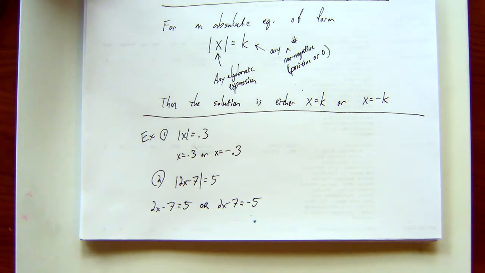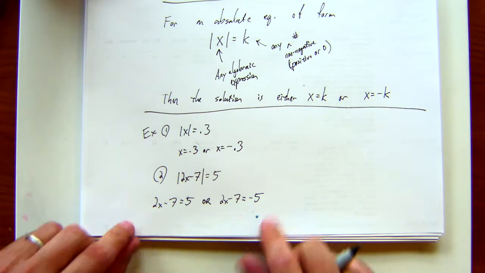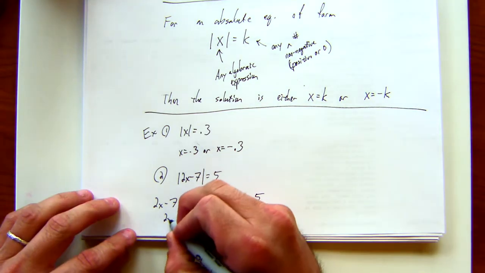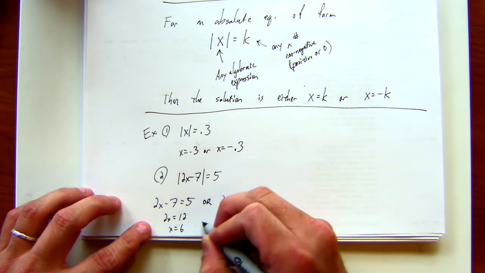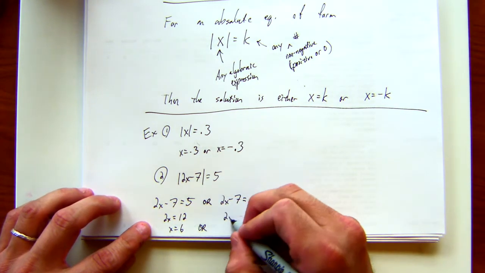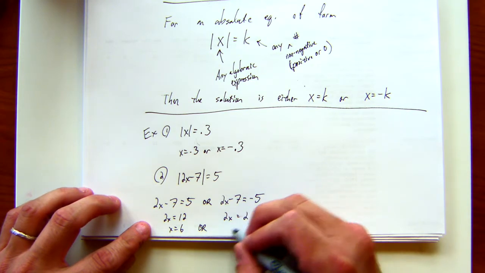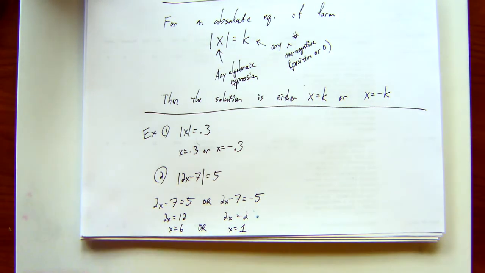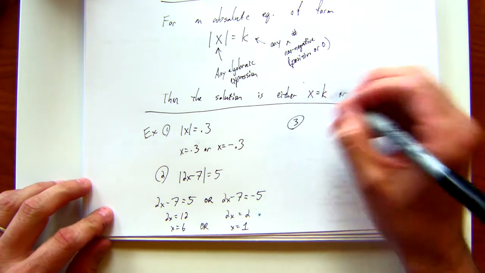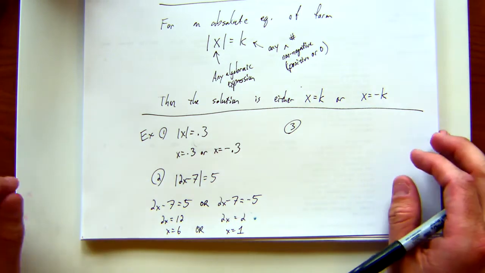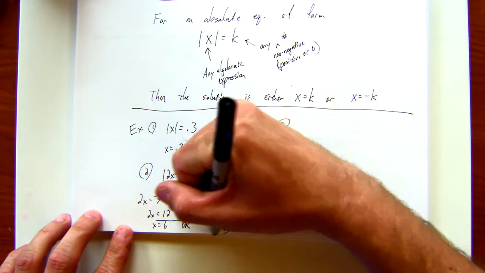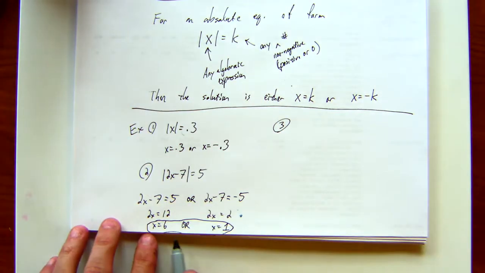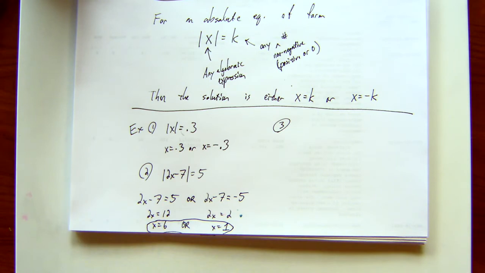Everybody see what I did? Now you can just solve each one of these equations. So this is 2x, you're adding 7 is 12, x is 6, or 2x is, this is going to be 2, x is 1. This is fine for me. You write them both, and you would say x is 6 or x is 1.